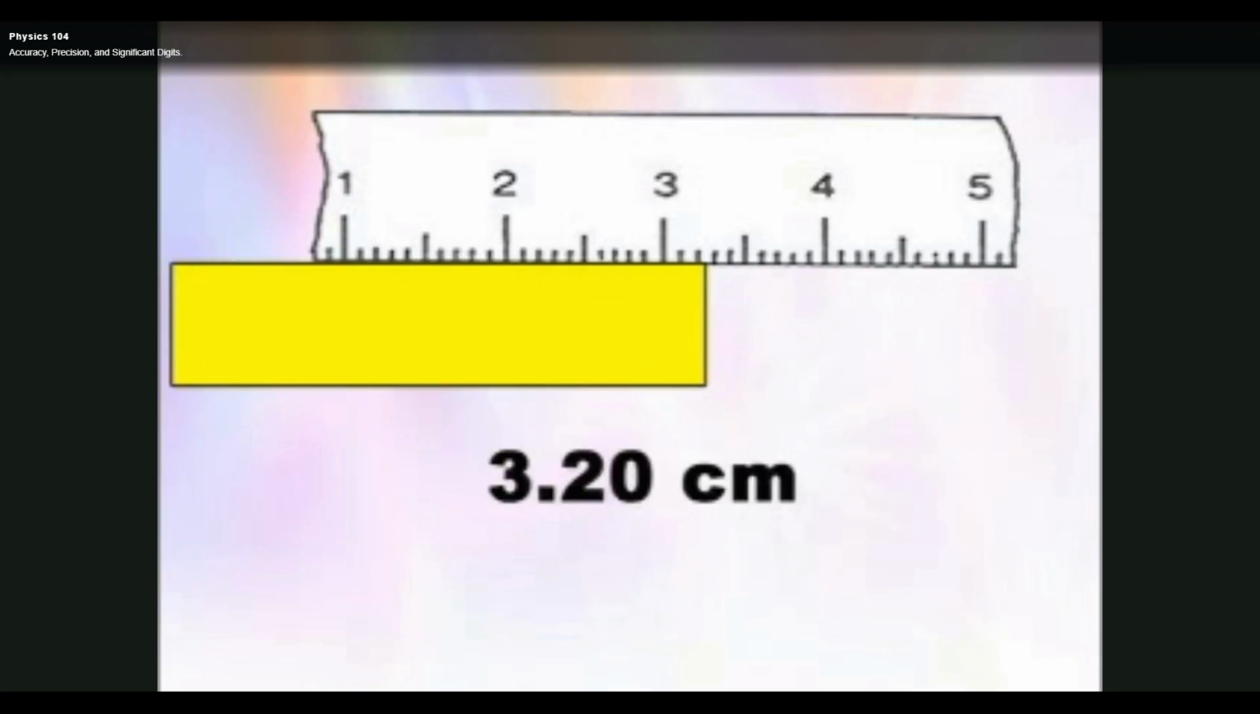Tasha might say that it extends a little beyond. She would record a length of 3.21 centimeters. The 1 is the estimated digit. Who is right? Both are.